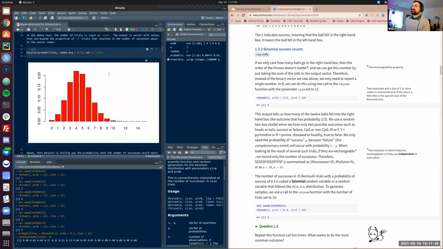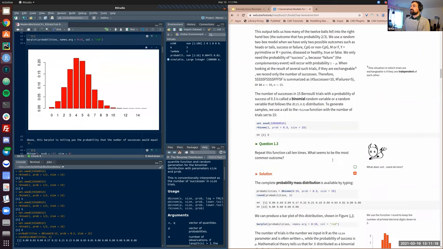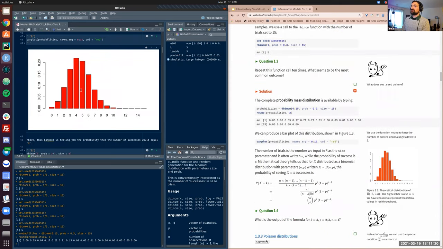So this is how we can calculate the probability mass distribution, or the number of times we can get a success given n trials. Is everyone following me so far? Cool.